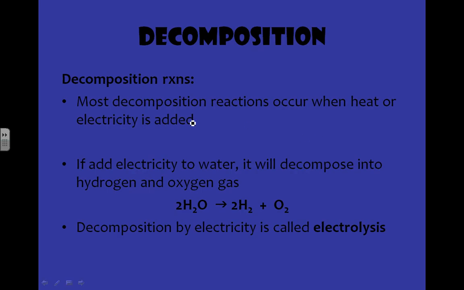Decomposition reactions need heat or electricity in order to happen most of the time. Water can be broken down into hydrogen gas and oxygen when electricity is added. And we call that process electrolysis.